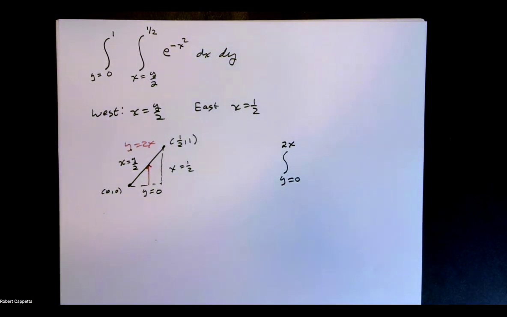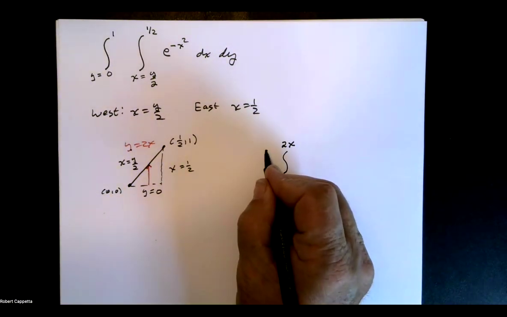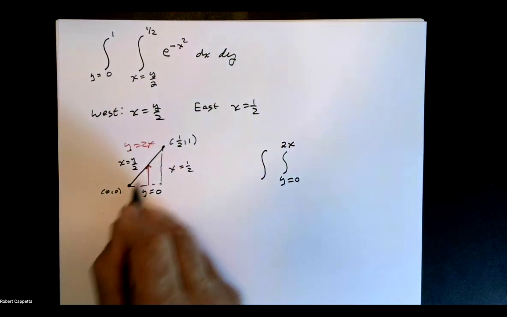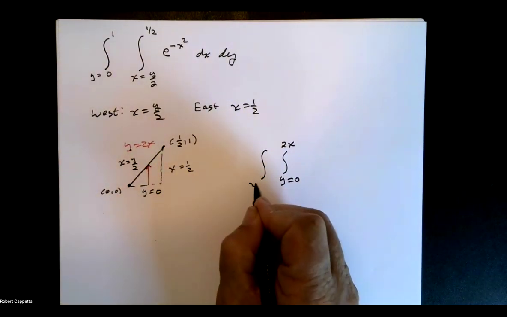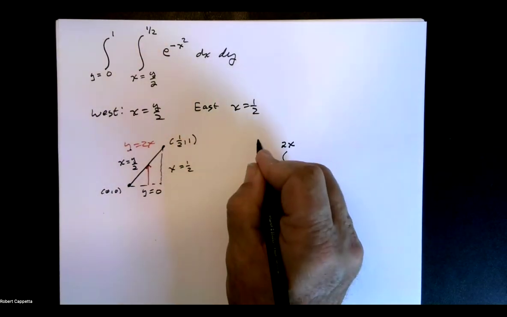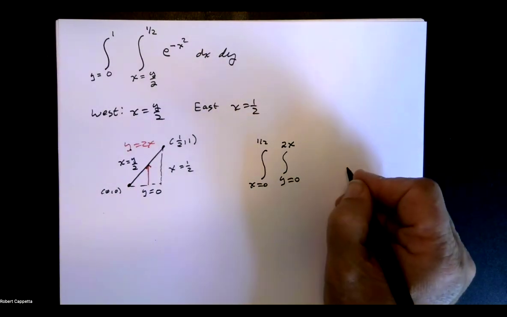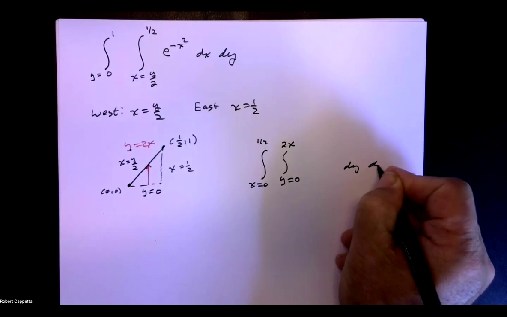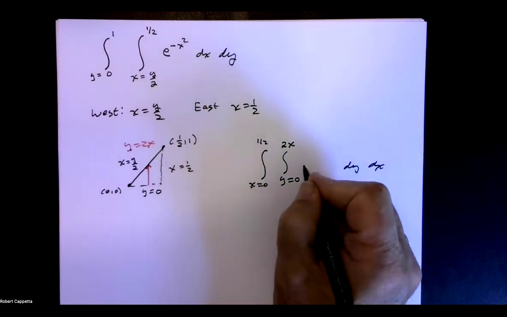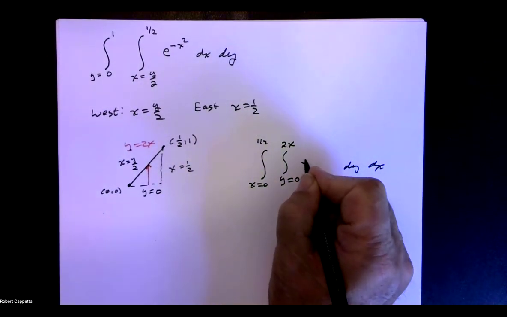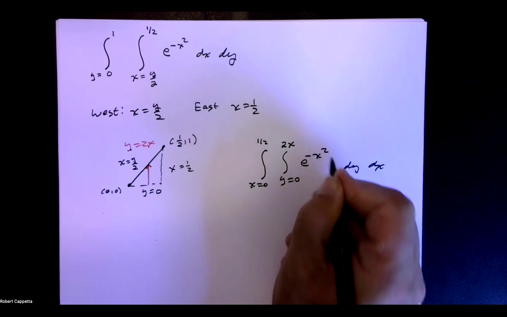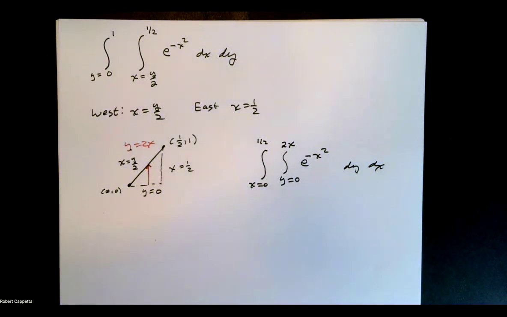Now, once we're there, then what does x range from? What's the lowest x value I see anywhere? What's the greatest x value I see anywhere? Lowest x value is 0. Largest x value I see is 1/2. And then what does that give me? Then I have to rewrite this in the dy dx form instead of the dx dy form. And I have e to the negative x squared in here. And this now can indeed be integrated.